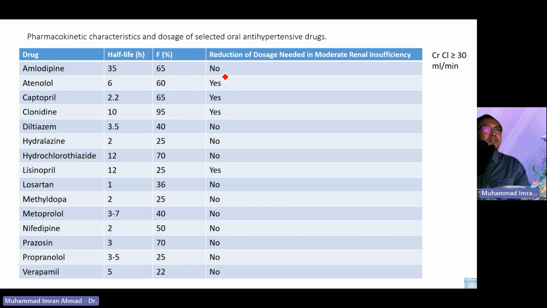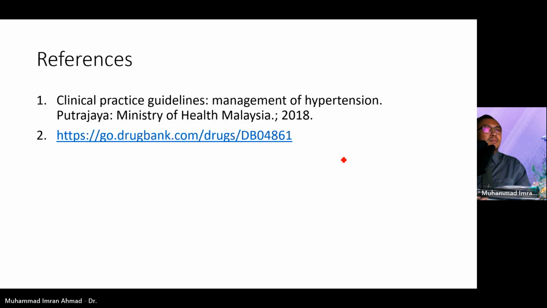So it's important, if possible, to try to remember which ones we need to adjust the dose for. The most notable are lisinopril, clonidine, captopril, atenolol. So these drugs, especially these two, we need to reduce the dose in patients with compromised kidney function. Okay, I think that is all for this topic.